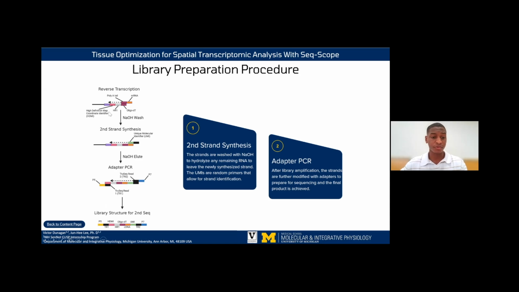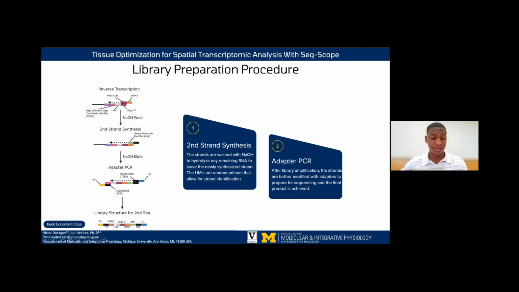So as I said before, reverse transcription was done in order to leave us with the complementary DNA strand. And so then after we have that complementary DNA strand, we move into second strand synthesis and adapter PCR. And these two steps are done just in order to add on a unique molecular identifier to the strand, and then also add on unique primer pairs for sequencing in the end. And this yields us with the final product down here for the library structure for the second sequence.